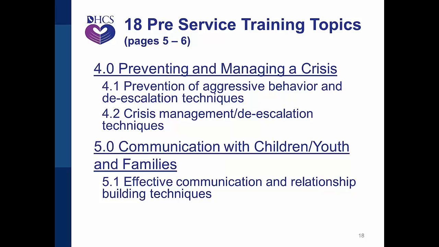So going on to the 4th training area, which is preventing and managing a crisis, we have 2 of the required training topics under there. That would be prevention of aggressive behavior and de-escalation techniques, and crisis management/de-escalation techniques. And then under the 5th training area, communication with children and youth and families, there is 1 training topic: effective communication and relationship building techniques.